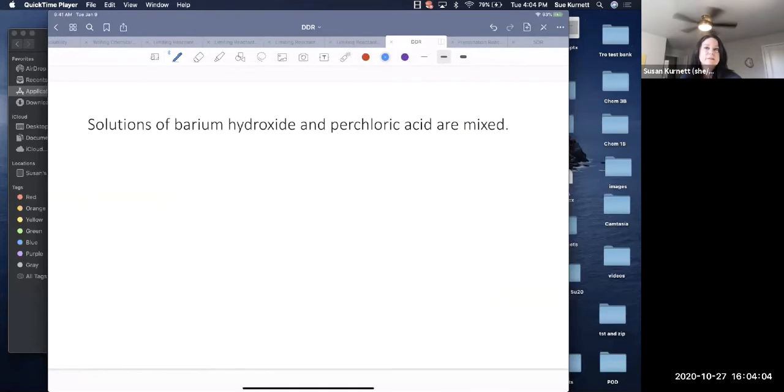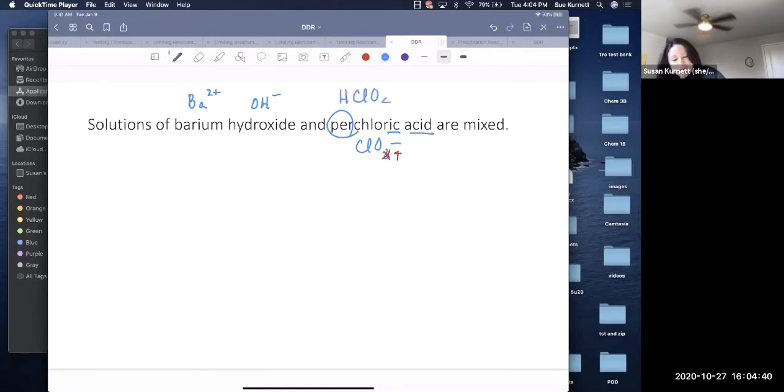So the first thing for predicting products for double displacement is to correctly write the formulas. Solutions of barium hydroxide. So I know barium's a group 2 metal. It has a +2 charge as an ion. Hydroxide has a -1 charge. It's a polyatomic that I memorized. And perchloric acid. Ic acids come from ates. And if it's a per-ate, it's because there's 1 oxygen more. To make it an acid, I add enough hydrogen so that it's neutralized. Its net charge is 0. So here's perchloric acid. So I write my reactants.